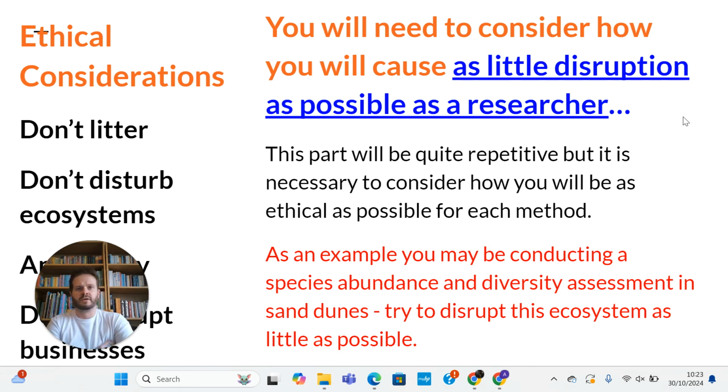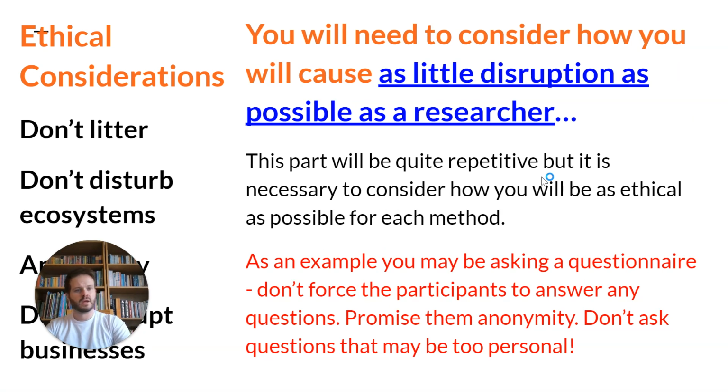You might be conducting some kind of species abundance and diversity assessment in sand dunes along a transect with a quadrat. It's very difficult for you to not disrupt the ecosystem, but you can try and find a way of saying how you're going to be as careful as possible to not disrupt the ecosystem. Yeah. And it might just be a case of: don't leave anything behind, try to remain in one place, try not to walk around too much, stay on the line as much as possible. That's going to be one of your considerations, definitely, 100%.